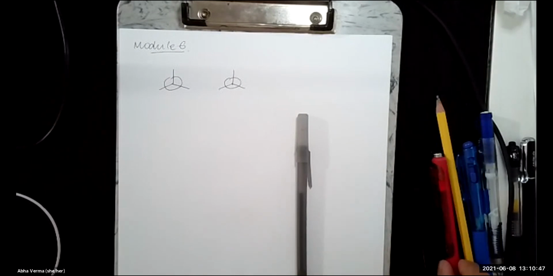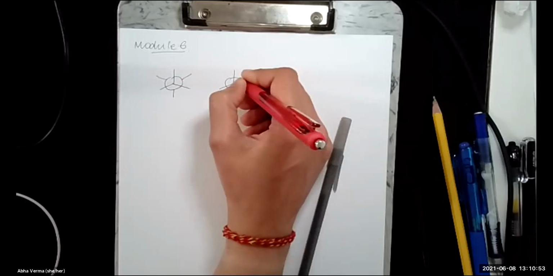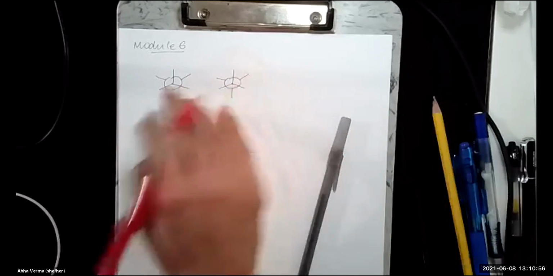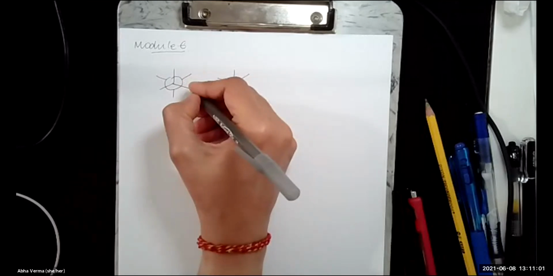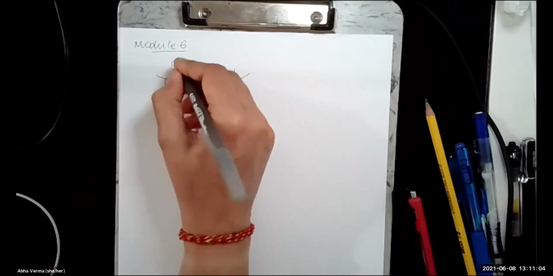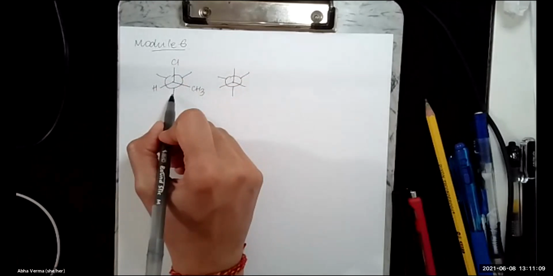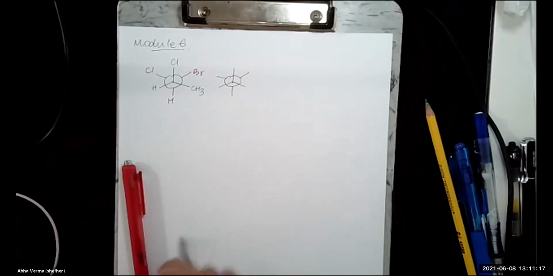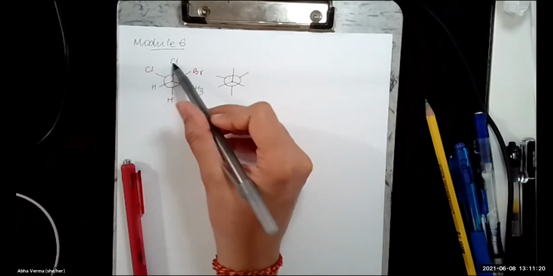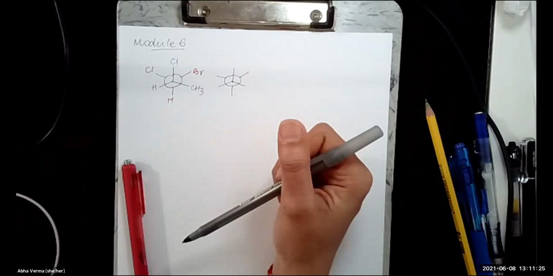Just for my ease, at the back carbon, I'm going to have a staggered conformation. So on the front carbon, I will have a CH3, let's say, a Cl, and a H. On my back carbon, I have a H, a Br, and a Cl. So what is attached to the front carbon? Cl, CH3, H. What is attached to the back carbon? Br, H, and a Cl.